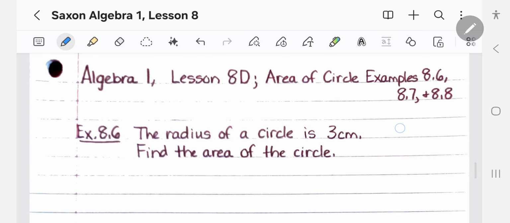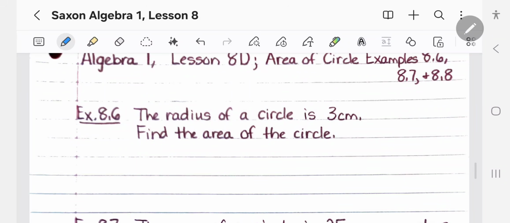If you saw the last video, you found out why the area formula for a circle is pi times the radius squared. If you missed that, you might want to go back and watch it. Kind of cool. Algebra demonstration. So let's use that formula.